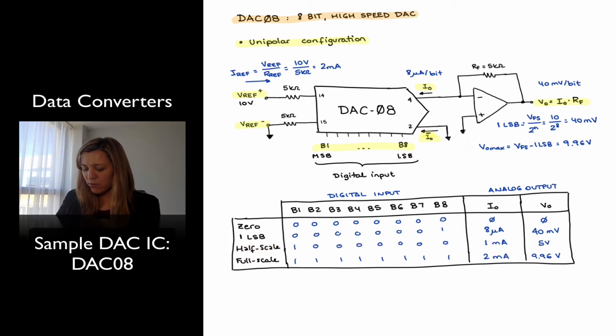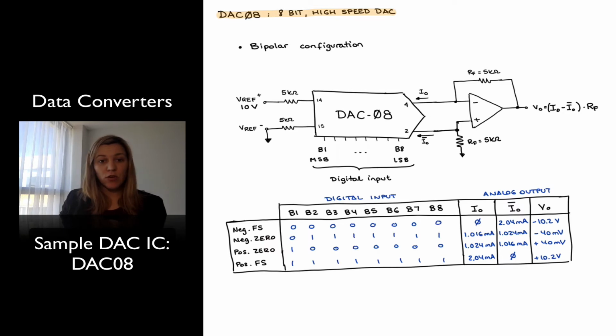And then finally, for my full scale, that is when all my bits are set to 1, I get 2 milliamps for my current, and then I can convert that to a voltage by multiplying it times the 5K resistor. Notice my output voltage is 1 LSB below that full scale voltage range. 1 LSB or 40 millivolts below the 10 volts, as we have previously seen.